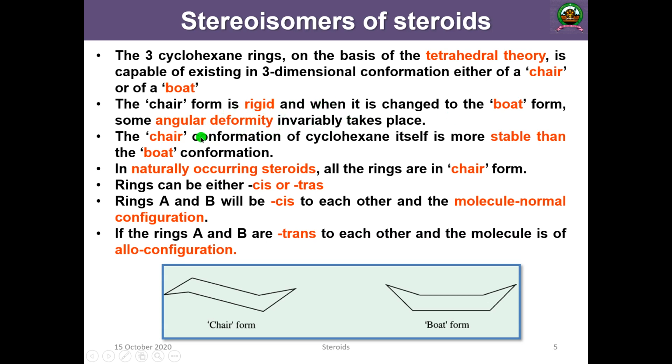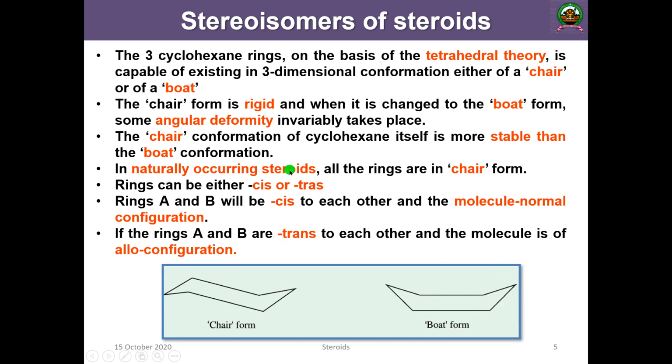Okay, and this chair conformation of cyclohexane itself is more stable than the boat conformation. Okay, the chair form, because you can see the groups are on opposite sides like this. This is a chair form. This is more stable than the boat form. Here you can see all the ends are on either side.